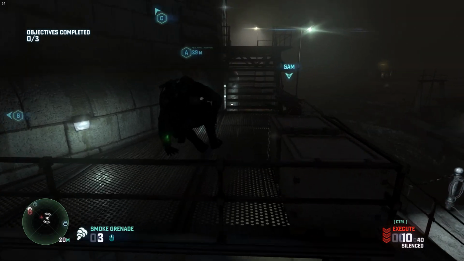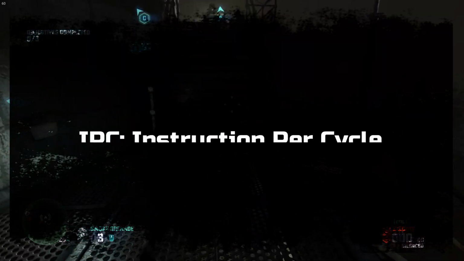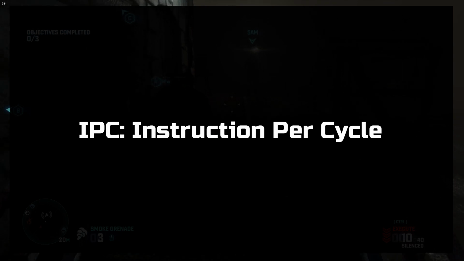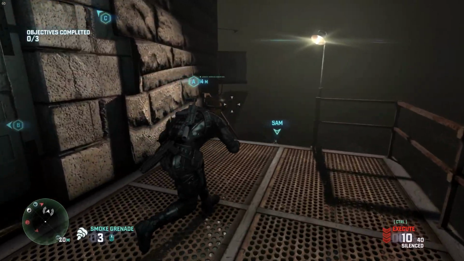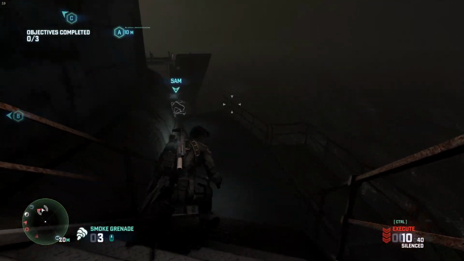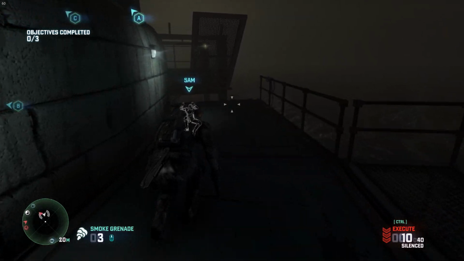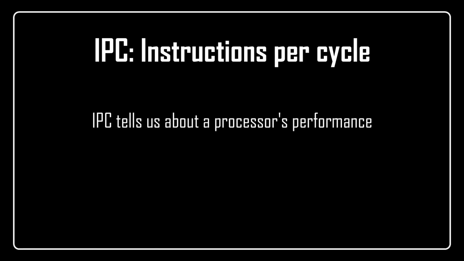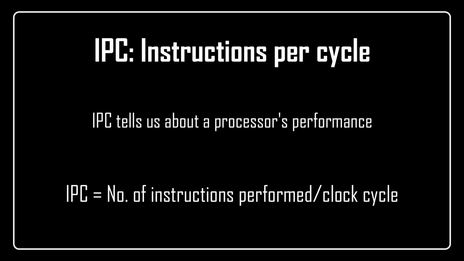The third term we are going to discuss is IPC. IPC stands for Instructions Per Cycle. Now, what exactly is instructions per cycle and why are we talking about this? IPC is a metric by which we can determine the performance of a processor. It tells us the number of instructions that a processor performs in one clock cycle.